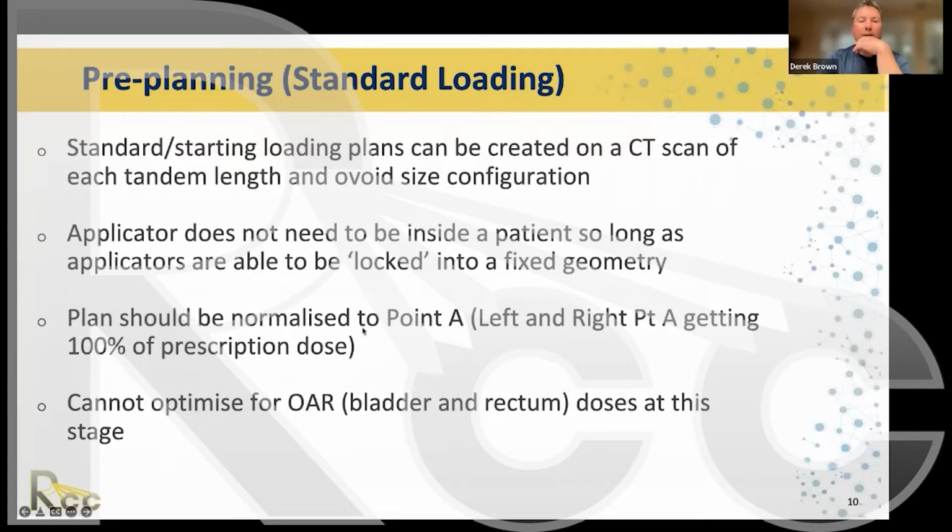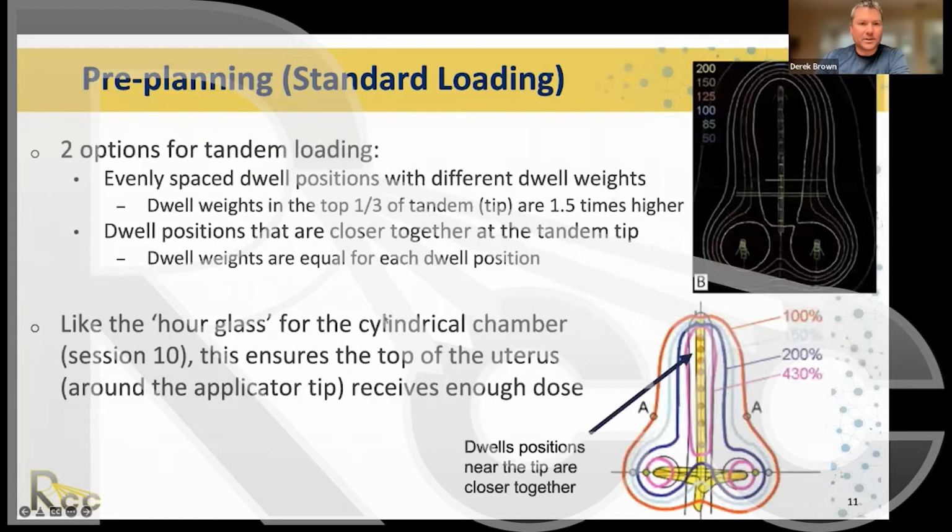We're going to normalize 100% of our prescription to point A, both on the left and the right of the patient. But because we don't have any three-dimensional anatomy, we're not going to be able to optimize for OARs, bladder, rectum, and sigmoid at this stage. Okay, so here's what our loading patterns are typically going to look like. You have two options here. You can use evenly spaced dwell positions with different dwell weights. So that's what you're seeing up here in the top right.